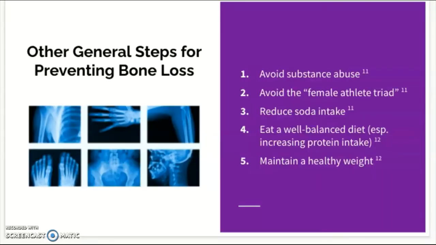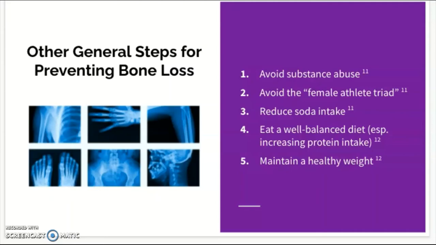This slide includes a list of other general steps for preventing bone loss. The first one is avoiding substance abuse, such as limiting your alcohol intake and quitting smoking. According to WebMD, having more than 2 drinks per day is linked to higher chances of bone loss. It also states that smoking doubles the chance of bone loss and fractures by keeping the hormone estrogen in your body from working well.